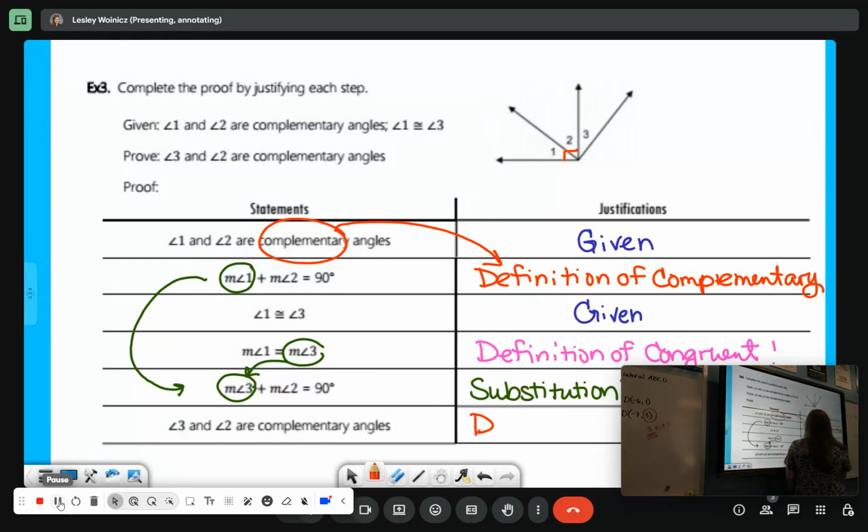So some of these things we're going to use more than once because we can use them going forwards and backwards. Forwards, backwards, left, right, and upside down. That's what I like to do. Okay, we call those biconditionals. Complementary.